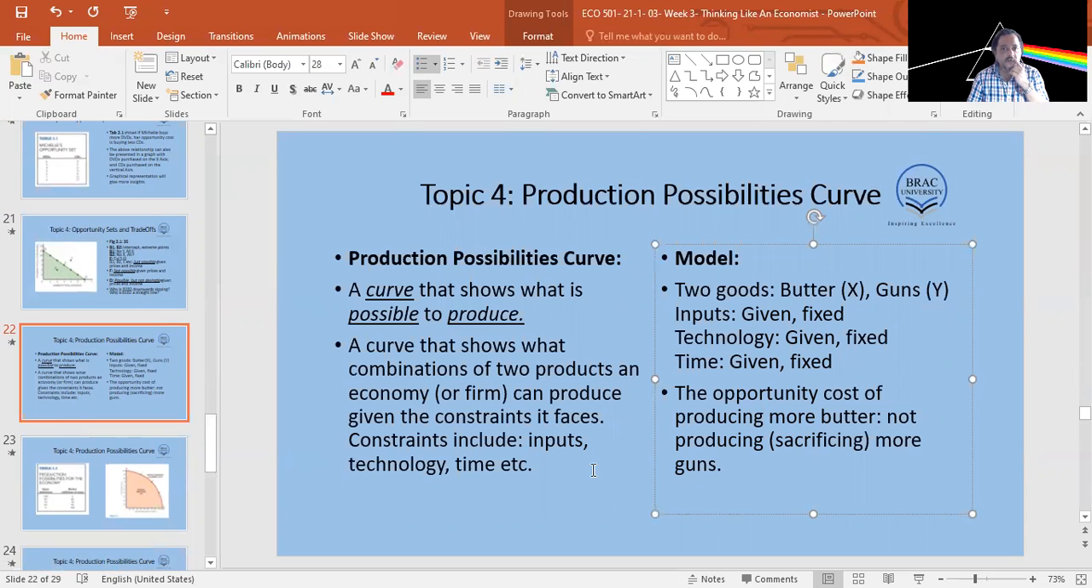Now, what is the trade-off? If the society decides to produce more military goods, they have to sacrifice some civilian goods. More guns means less butter. The opposite is also true. If the society decides to produce more civilian goods, they have to sacrifice military goods. More X at the cost of more Y.